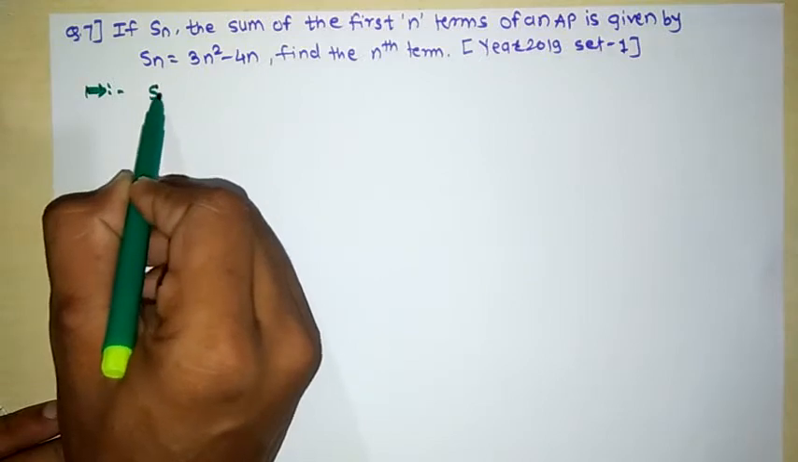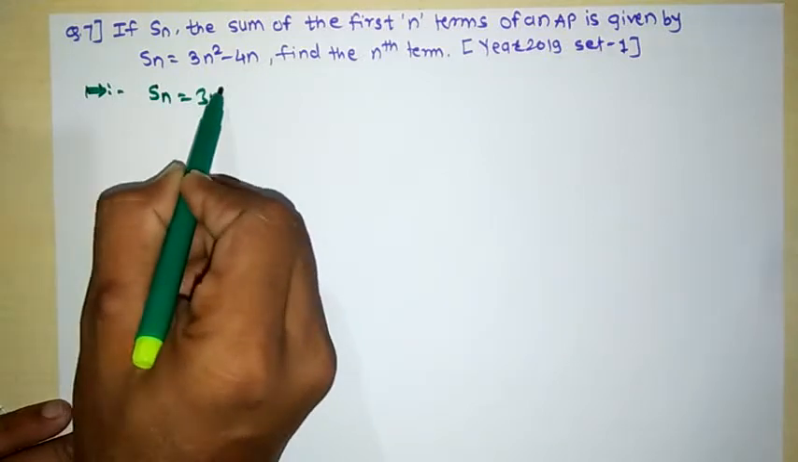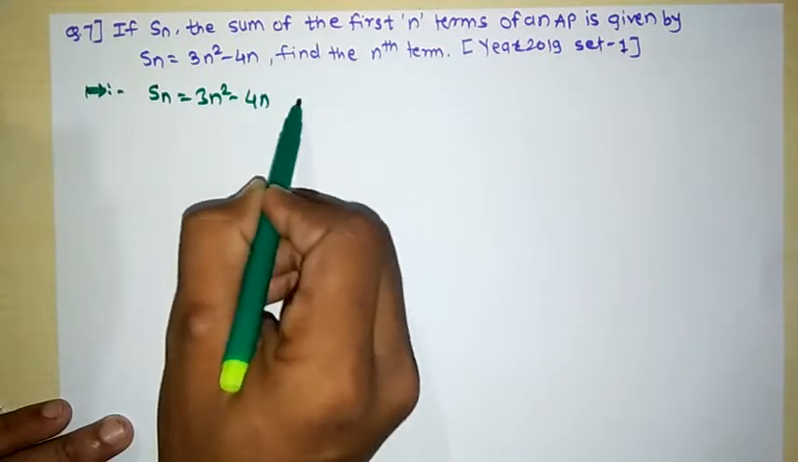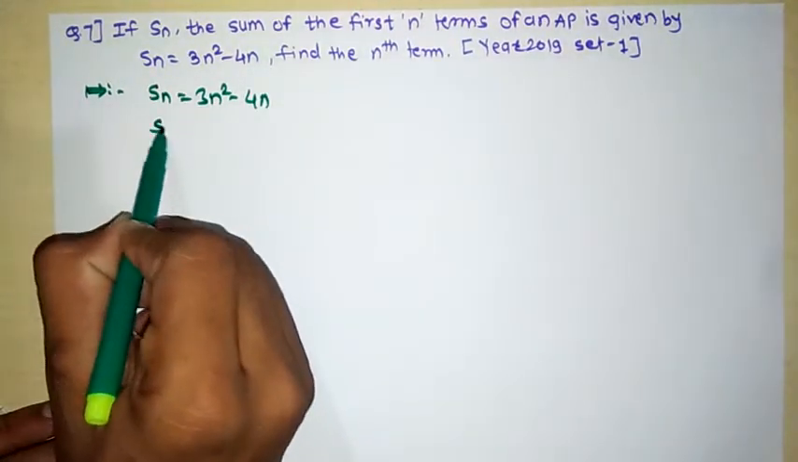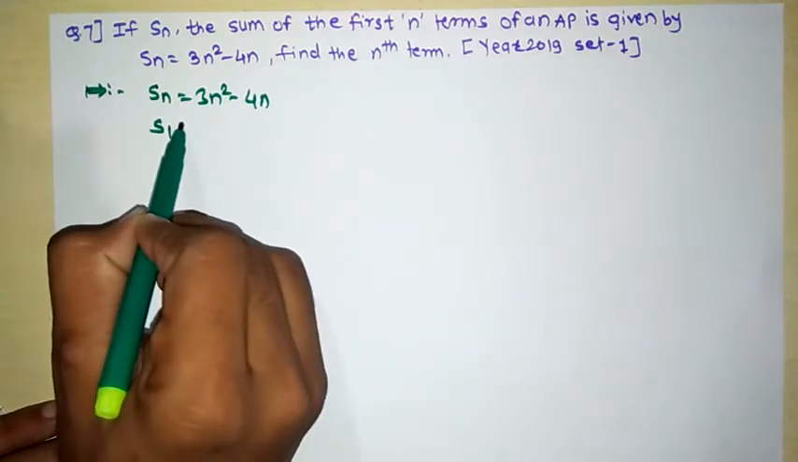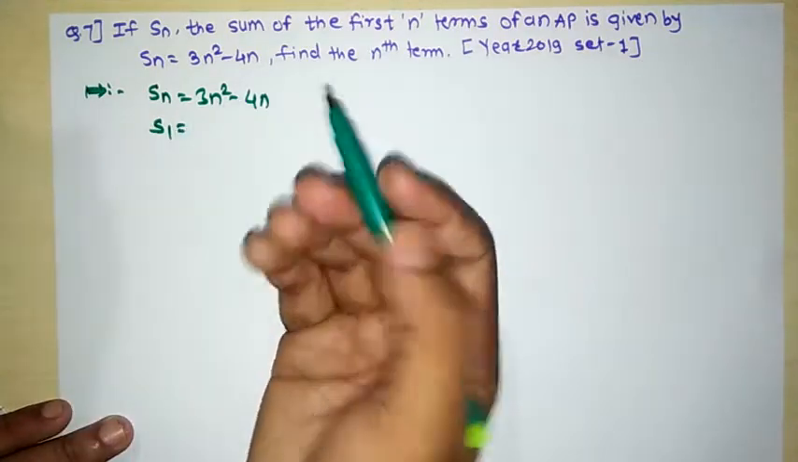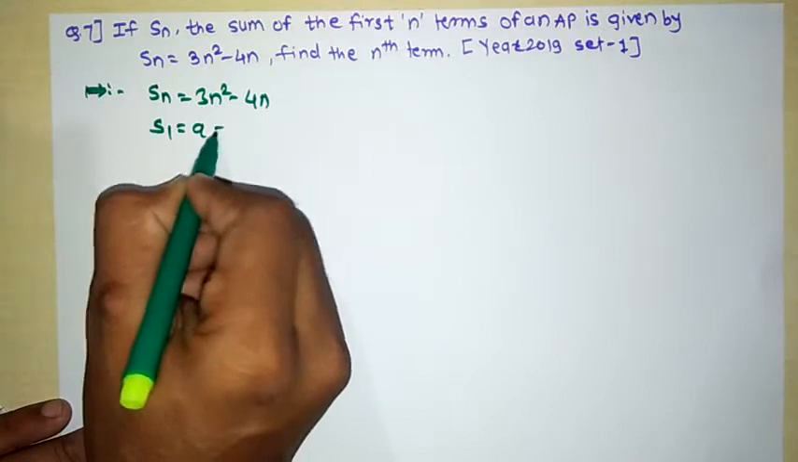Therefore we will use Sn is equal to 3n square minus 4n. It is the formula to find the sum of the n terms. Now we will find the sum of the first term, that is S1. Sum of the first term means ultimately it is the first term only, that is a.